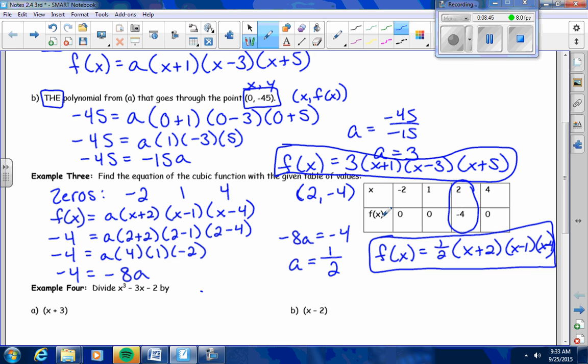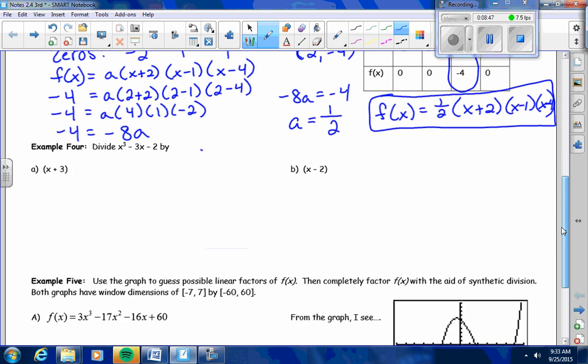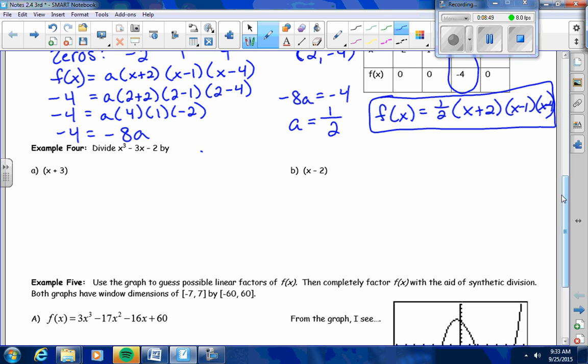All right. Now, doing something a little bit different. Example 4. We need to take the polynomial x cubed minus 3x minus 2, and we have to divide it by x plus 3.